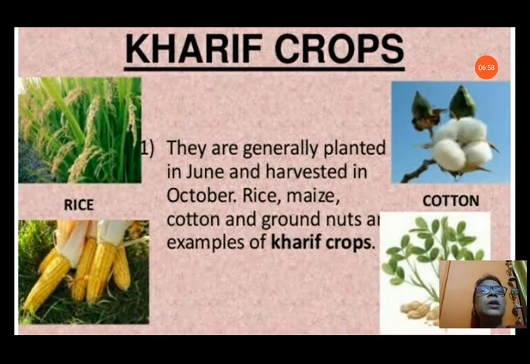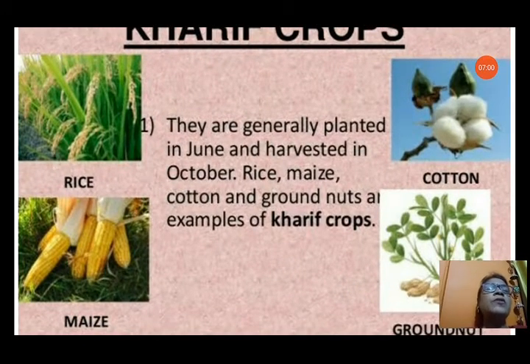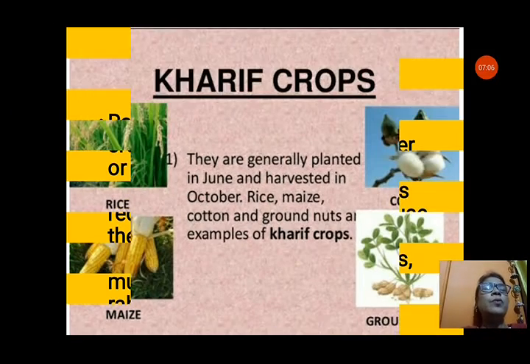Kharif crops, you can see, are generally planted in June and harvested in October. Rice, maize, cotton and groundnut are examples of kharif crops. You can see in the picture also.